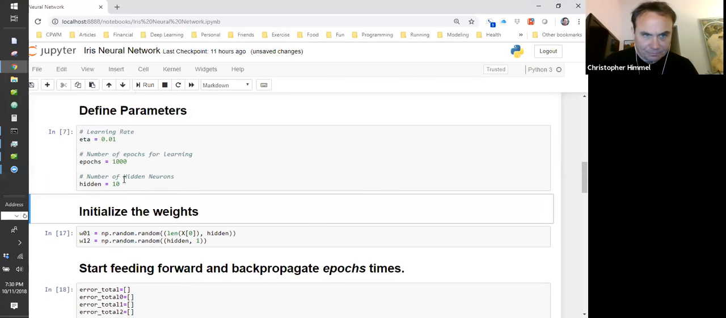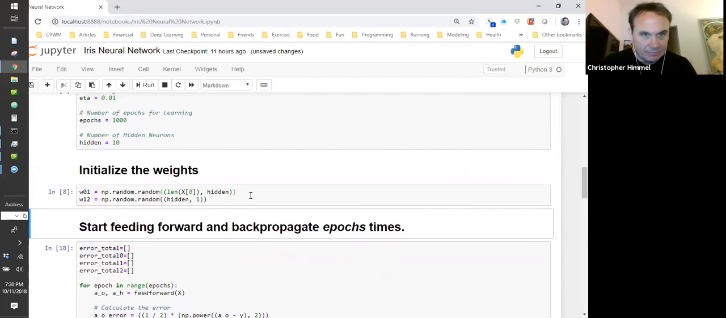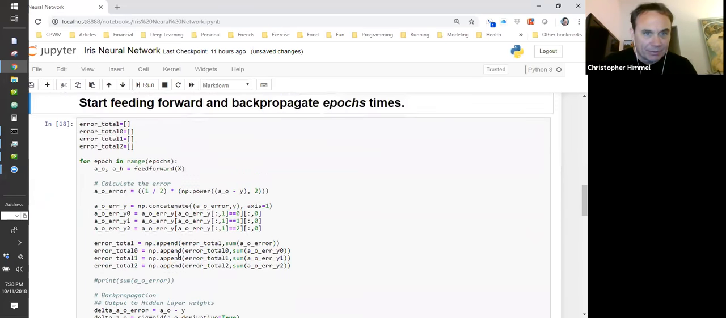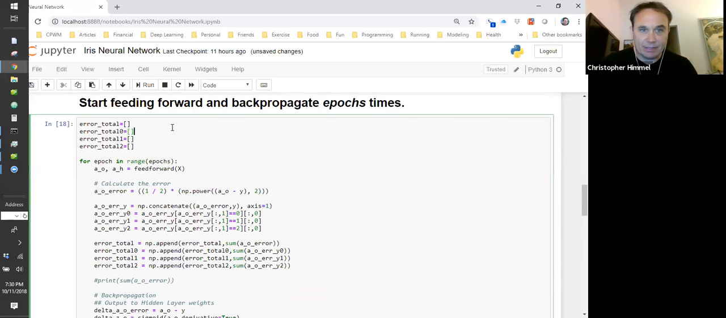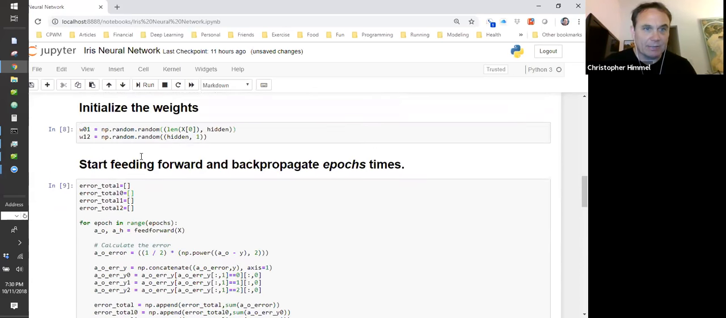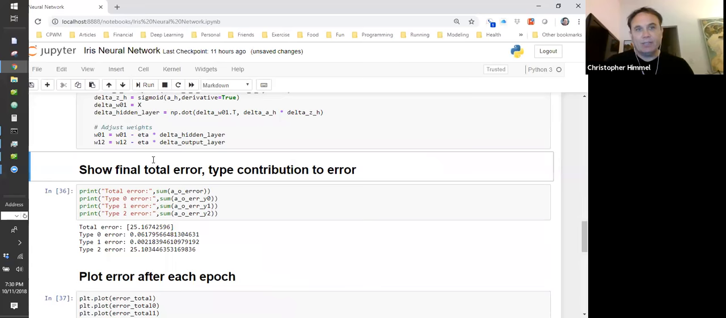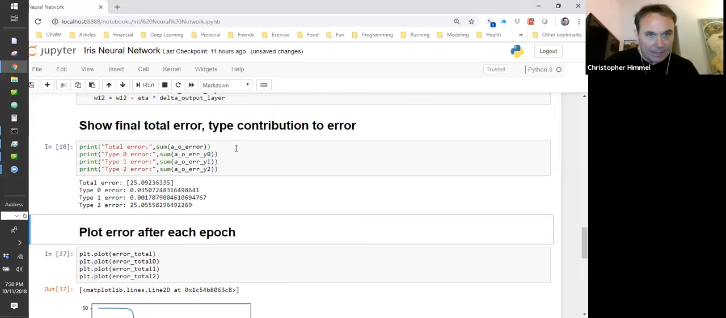I'm going to use 10 hidden neurons, and we're going to initialize the weights. Nothing different. Now here I added a couple of variables, the errors. So let's just run this. Done already? Yes, it's already done. 1,000 times, went through the data very, very quickly. Now we're going to look at the errors. I totaled up the error, and the total error is 25.